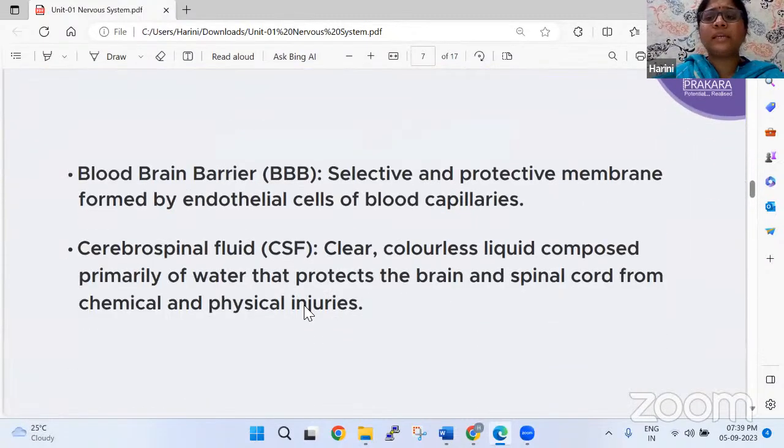The two major things which cannot be left out in anatomy and physiology are the blood-brain barrier and cerebrospinal fluid. The name itself says it: the blood-brain barrier is a selective and protective membrane which is formed by the endothelial cells of blood capillaries.